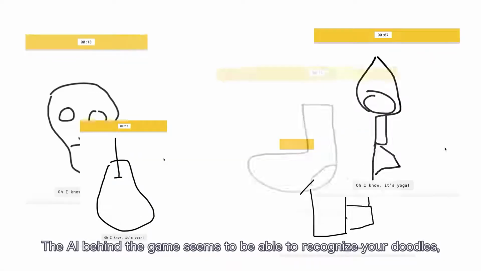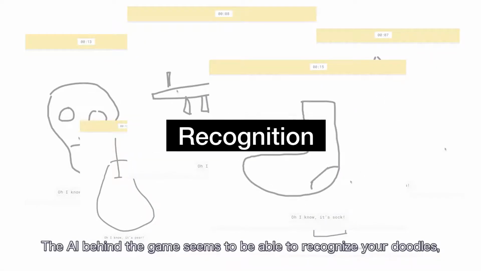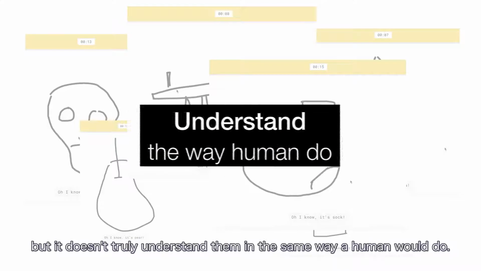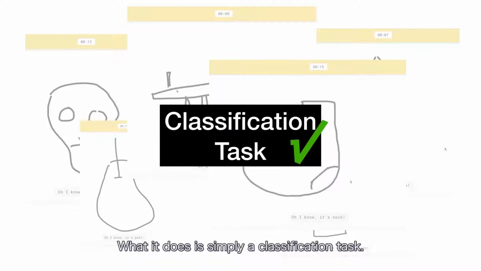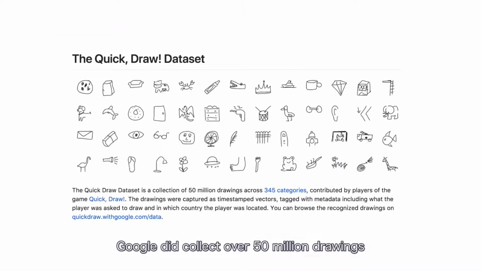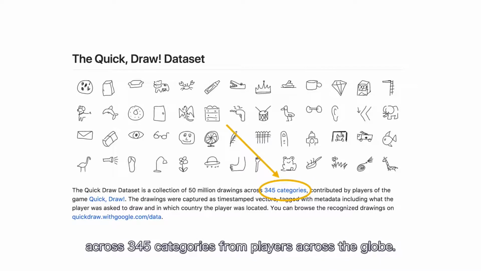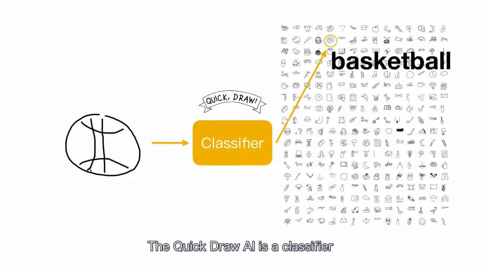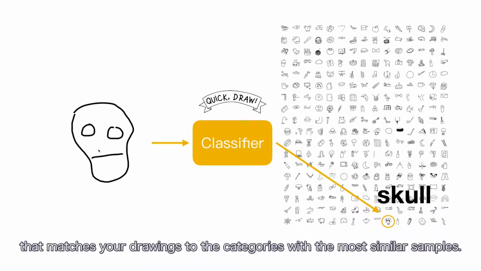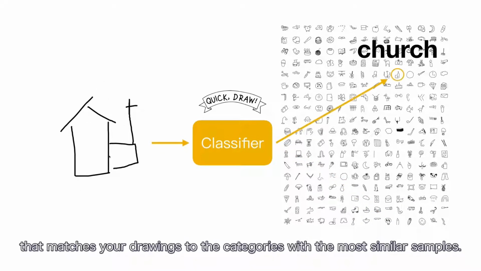The AI behind the game seems to be able to recognize your doodles, but it doesn't really understand them in the same way a human would do. What it does is simply a classification task. Google did collect over 50 million drawings across 345 categories from players across the globe. The Quick Draw AI is a classifier that matches your drawings to the categories with the most similar samples.